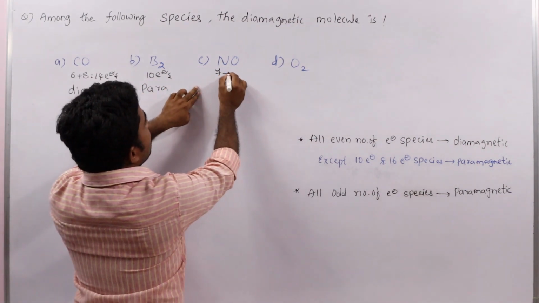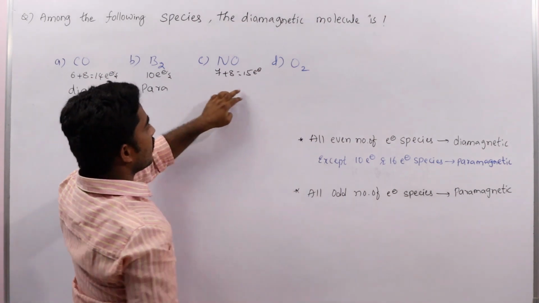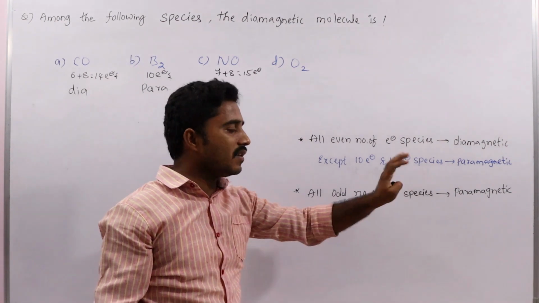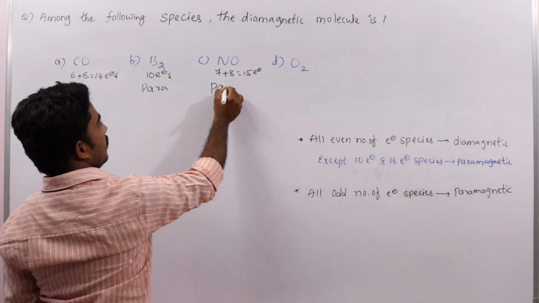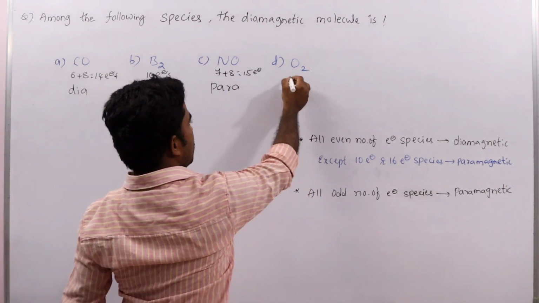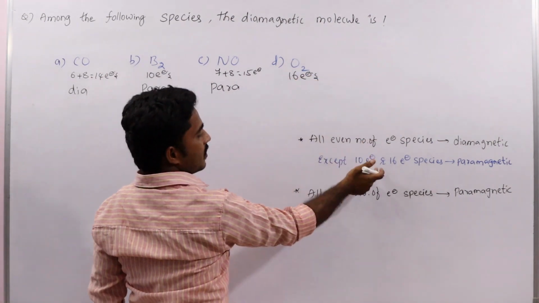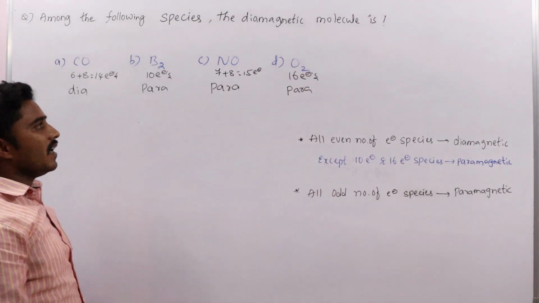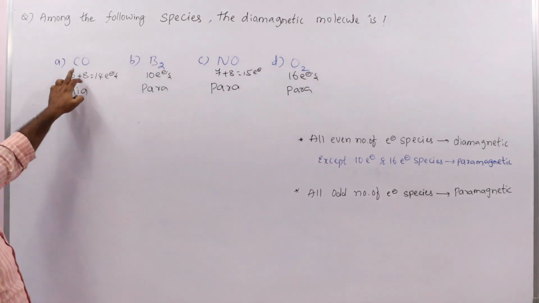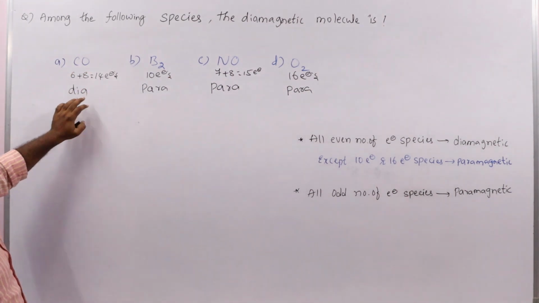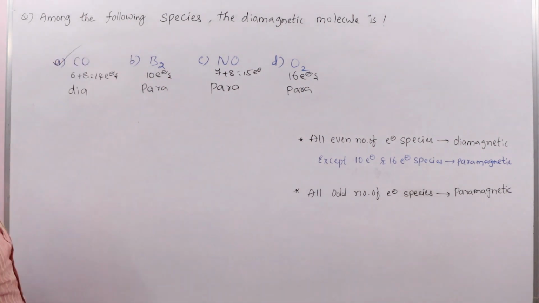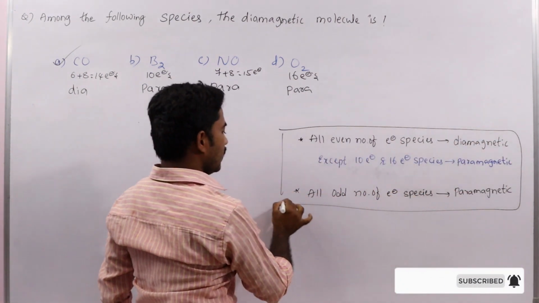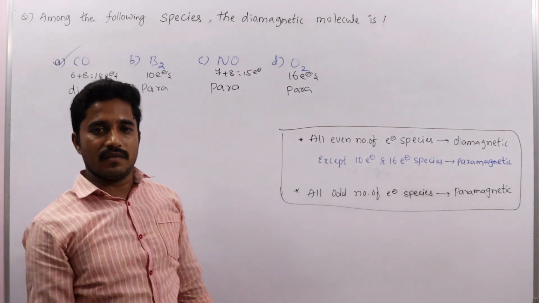NO: 7 plus 8, totally 15 electrons are there. 15 electrons means an odd number of electrons, paramagnetic nature. And O2, a 16 electron species, even number, exception condition: the 16 electron species is paramagnetic nature. That's why for this question, which one is correct? CO, with 14 electrons, diamagnetic nature. So this trick is a very important trick to find out the magnetic nature.